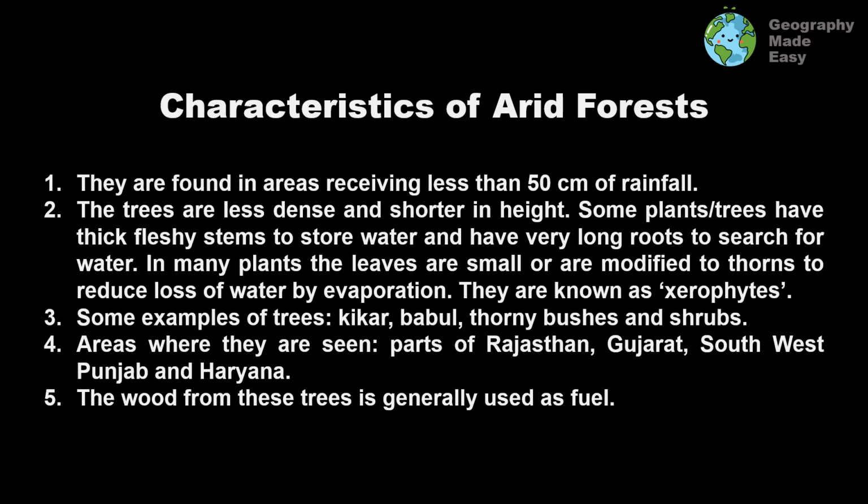What are the characteristics of the arid forests? They are found in areas which are receiving less than 50 centimeters of rainfall. So basically, these can also be called desert vegetation. Trees are much less dense. They occur far away from one another. They are very short in height. Many trees have thick fleshy stems to store water and have very long roots to search for water.